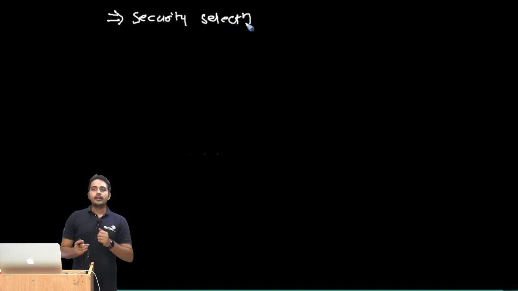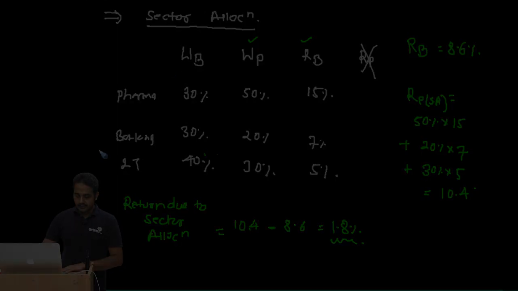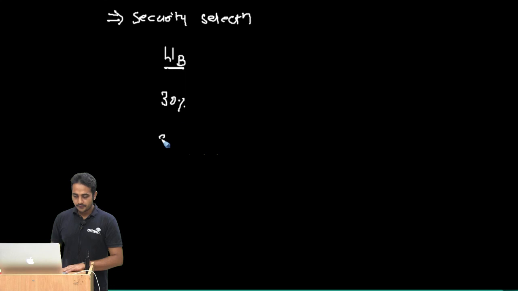Now the same logic for security selection. And you would see how easy it becomes if you think like this. So again, now what we are going to assume is that the manager is not allowed sector rotation. We have not allowed him to use the sector allocation strategy. We've just allowed him to use the security selection strategy. So what do we do? We will say weight in the benchmark. So that's 30, 30, 40. This was pharma, banking and IT.